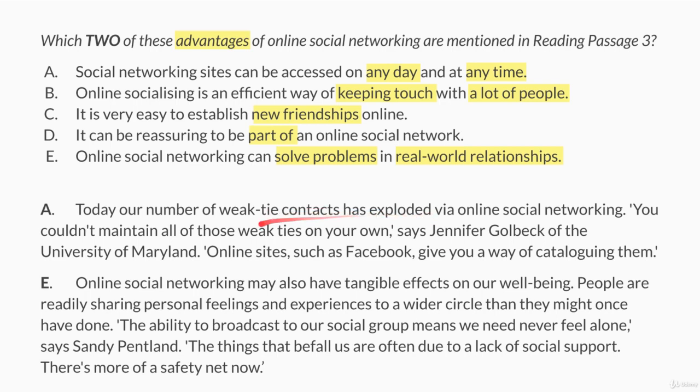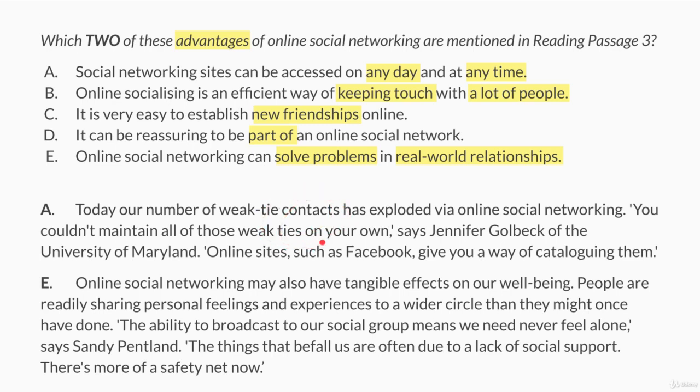And here it talks about how the weak tie contacts have exploded. It seems to be talking about how before it was difficult for us to maintain weak ties. Before this was difficult, but now we can. Now the number of weak tie contacts has exploded. Well, that sounds like an advantage.